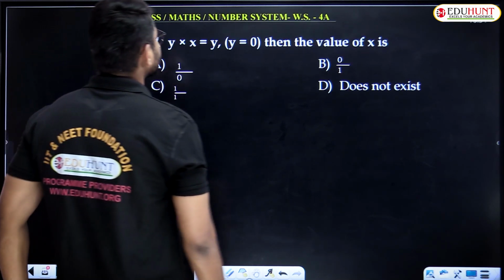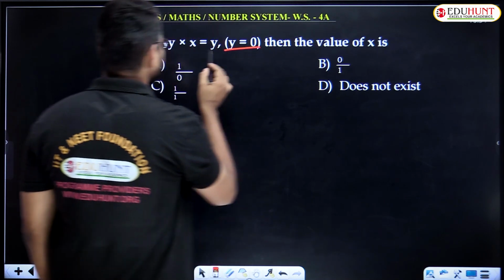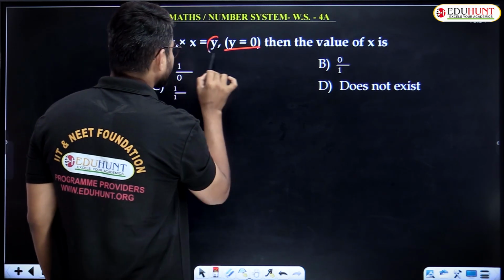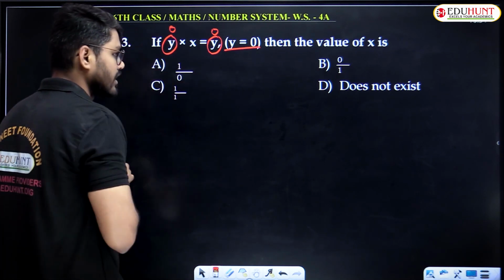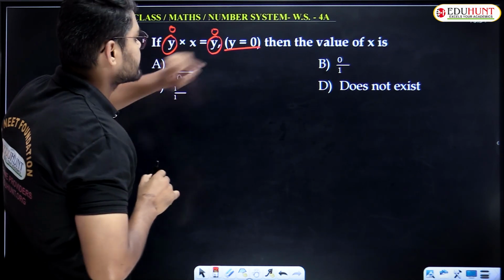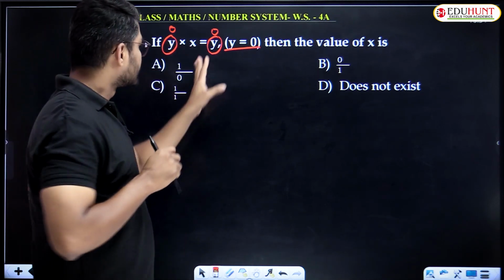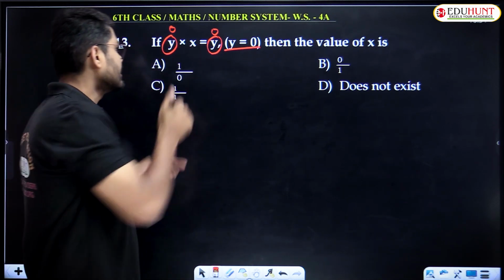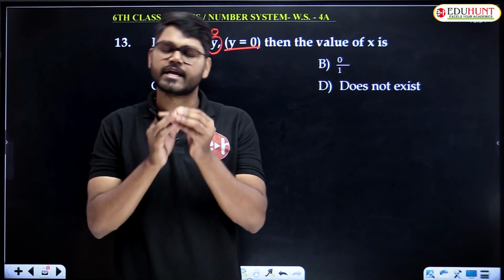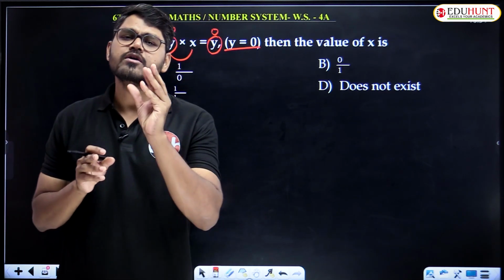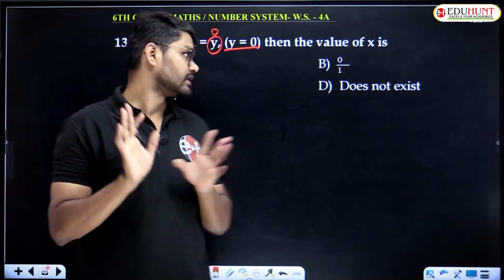If y into x is equal to y, and y is equal to 0, then the value of x is... Here write 0. y is equal to 0. Okay, fine. Here x is equal to x. You take any value, that becomes 0 only. Why? 0 into any number is equal to 0. 0 into 500 is 0, 0 into 5 is 0. Take any number.